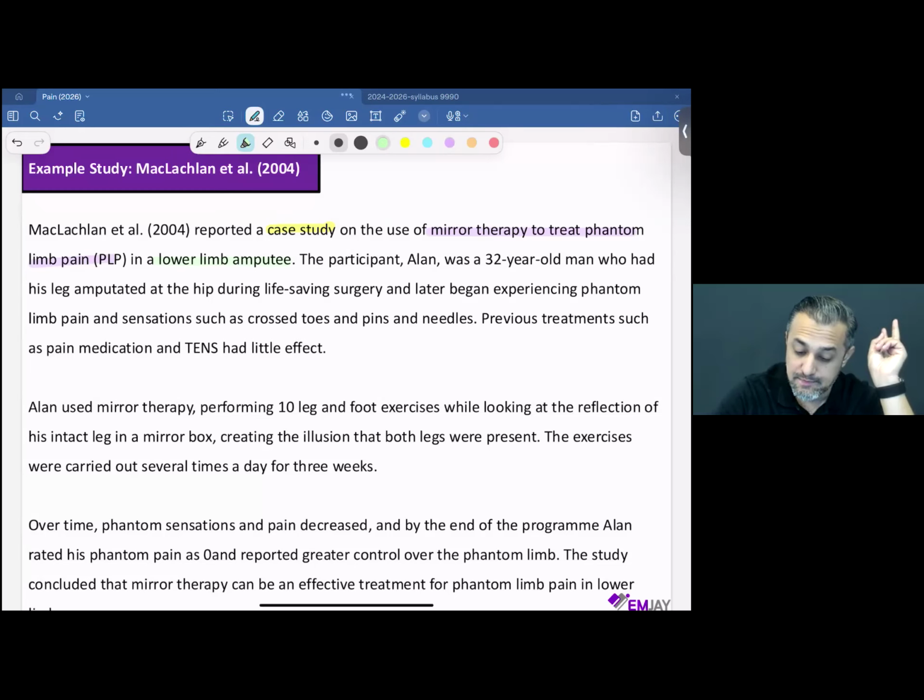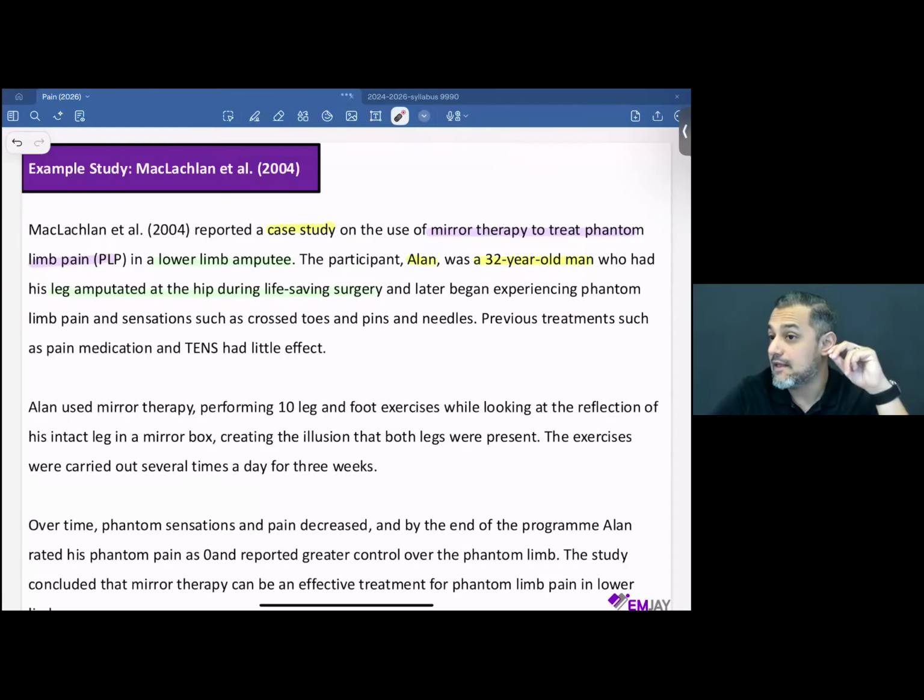This is a case study on the use of mirror therapy to treat phantom limb pain in a lower limb amputee. The participant, that is Alan, we're talking about a single participant, a 32-year-old man who had his leg amputated at the hip during life-saving surgery. God forbid, let's just say the person had an accident, eventually had to let go of his leg. And I'm sure it was something serious, and that is why it says during a life-saving surgery. And later began experiencing phantom limb pain.